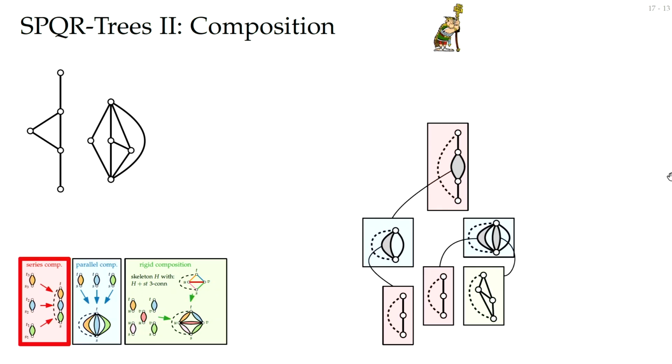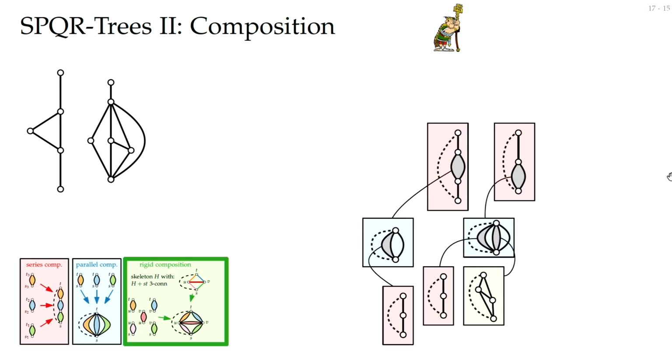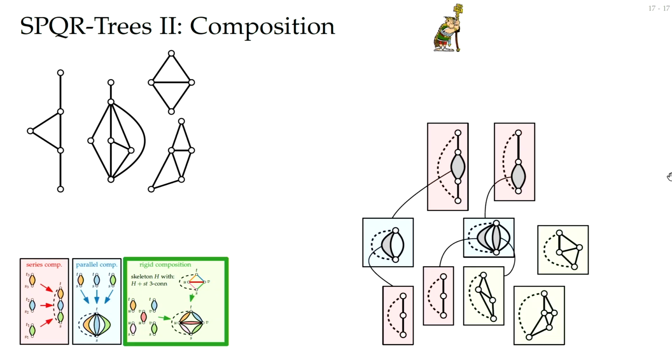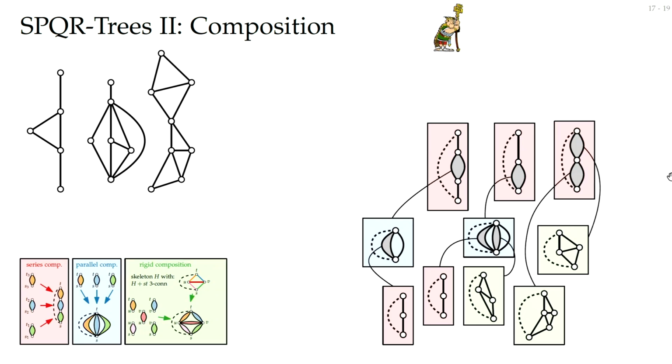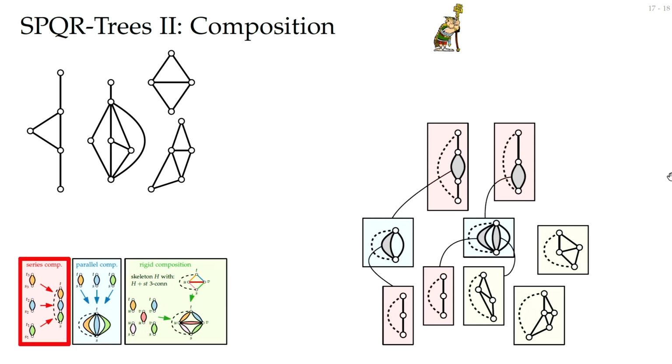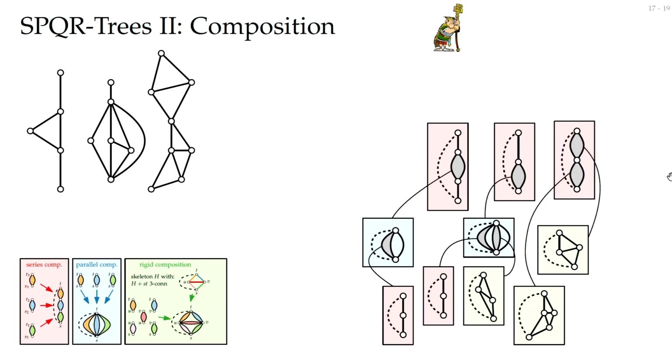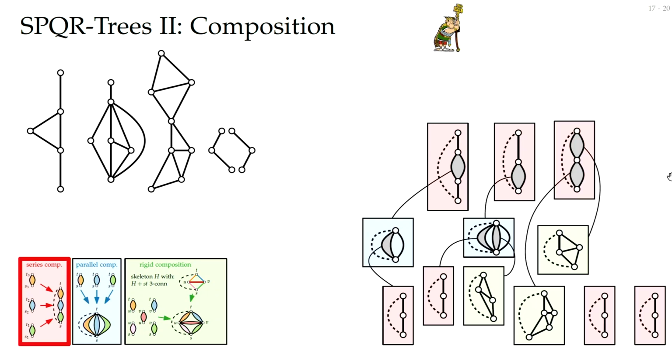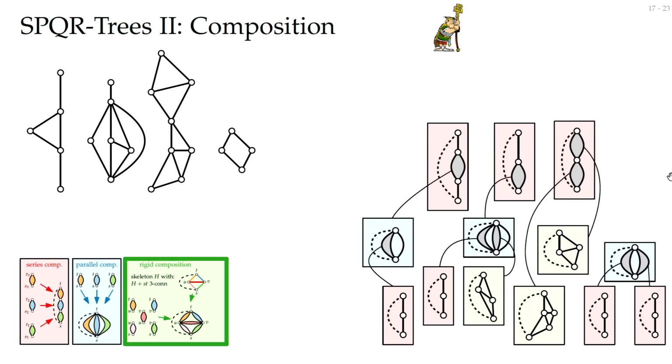We add 2 edges at the top and bottom, or 1 at the top. Then we add another rigid component. We have another rigid component. We do a series composition to glue them together. So here the target and source become identified. We add 2 more paths of length 2 with a series composition, and we glue them together at the poles with a parallel composition, at this.